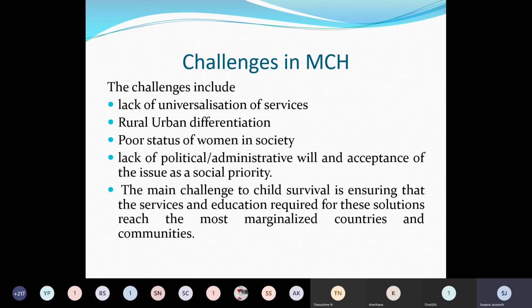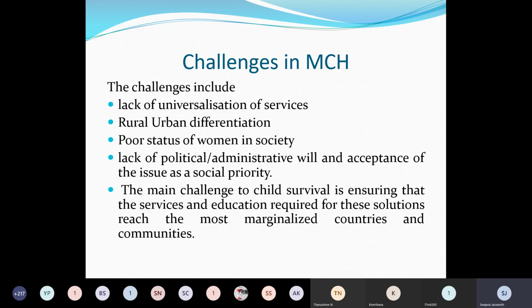The status of women in society is very poor. We need to see that women are empowered, that they have their voice, and that they take a firm decision along with their family members on the number of children they have and on accessing healthcare services when required. There is also a lack of political will and acceptance of the issue as a social priority, though mothers and children constitute around 60% of the total population. Not much priority is given to this issue.